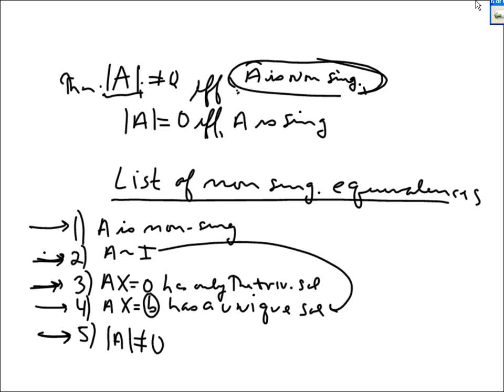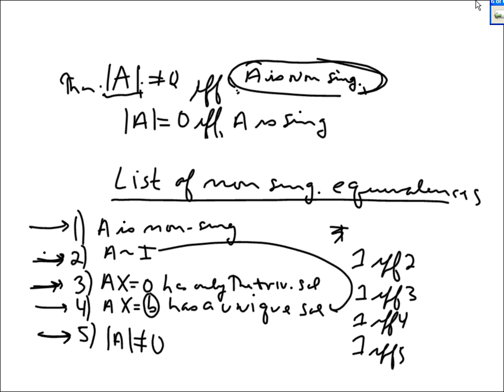All these 5 statements are identical. They're the same statement. That is statement 1 if and only if statement 2. That is, statement 1 and statement 2 are exactly the same. 1 if and only if 3. 1 if and only if 4. 1 if and only if 5. 2 if and only if 1, which I already have. 2 if and only if 3. 2 if and only if 4. Statement 2 if and only if 5.